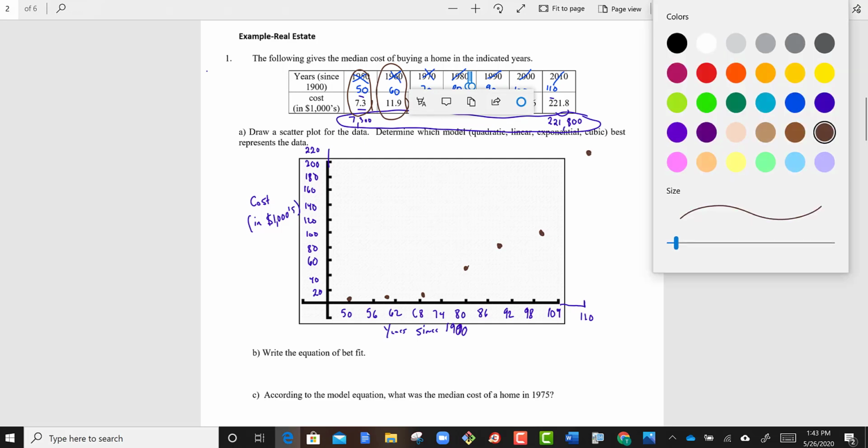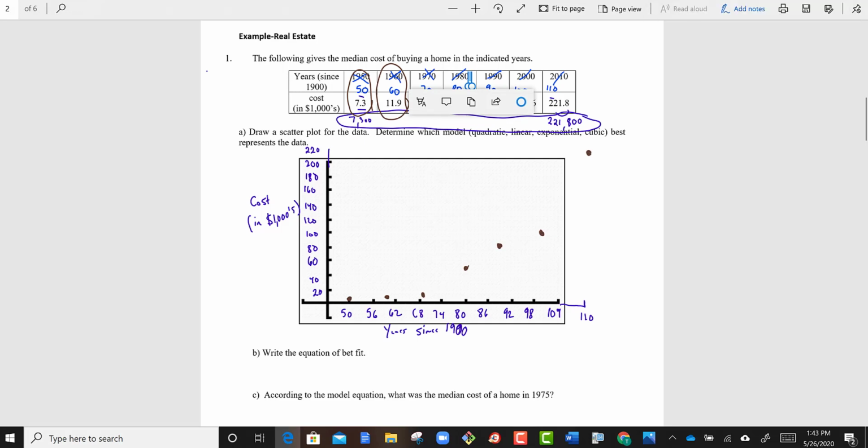So we've got all our points graphed. And again, we can see these first 3 points are really kind of bunched up. There's not much of an increase there, but it looks like the increase is getting bigger and bigger and bigger. So to me, this lends itself to an exponential function. We're increasing at a faster and faster rate. So I'm going to go with exponential when I do this problem.